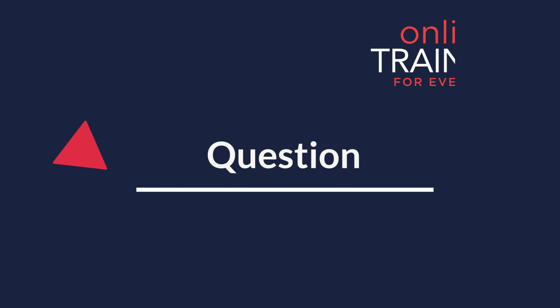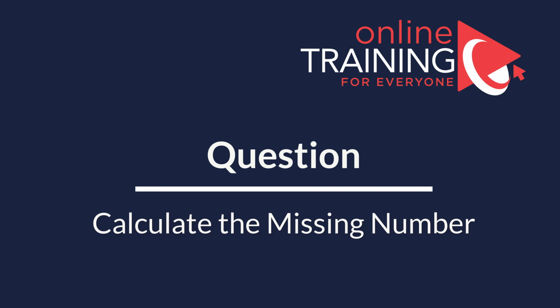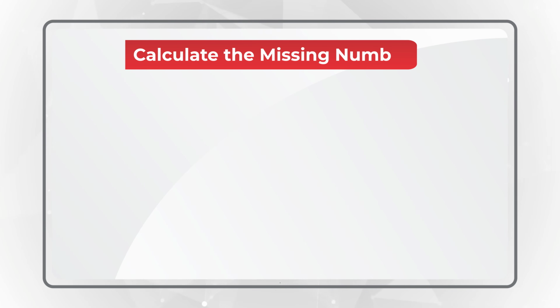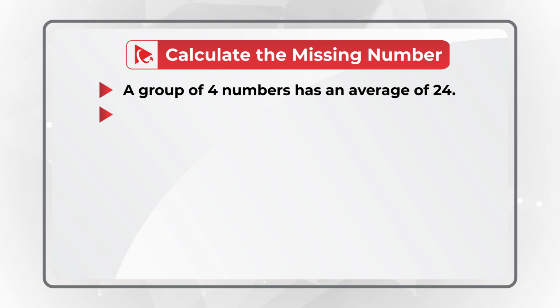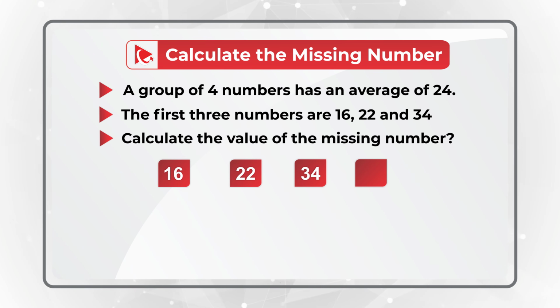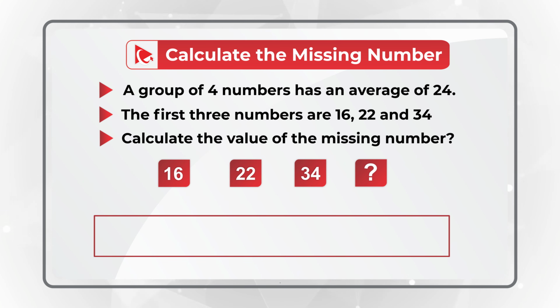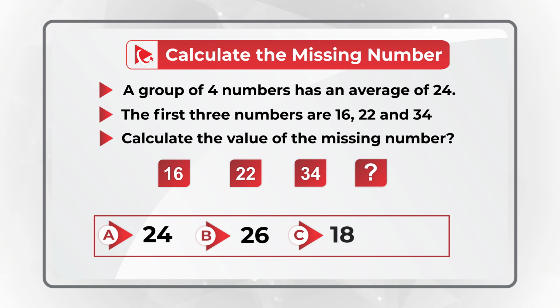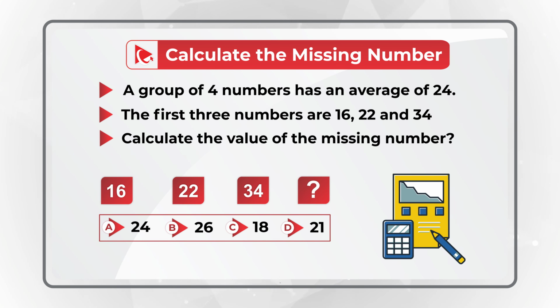Here's one of my favorite questions, where you need to do mental math calculations. You're presented with a group of 4 numbers, and this group has an average of 24. The first 3 numbers are 16, 22, and 34. You need to calculate the value of the missing number, which is represented as the question mark. And you have 4 different choices. Choice A, 24. Choice B, 26. Choice C, 18. And choice D, 21. Can you do the math? Did you find the answer? Let's move forward so we can get to the correct solution together.